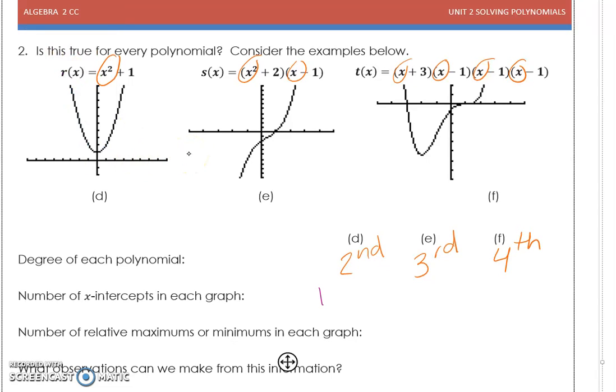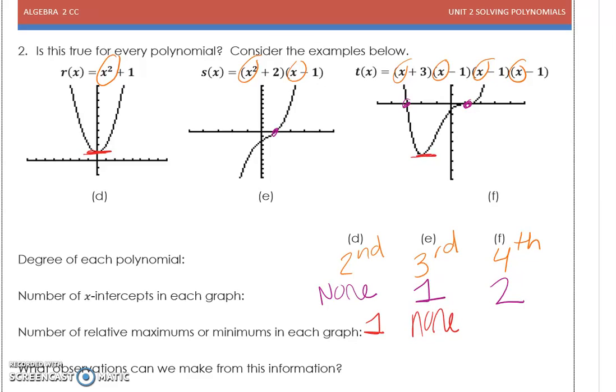x-intercepts, there are actually none. There's only 1. There's 2. And max and min, there's 1. In S of x, seeing that it is curved in this way, there's really none. And here we have 1.